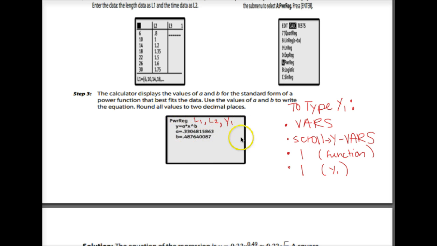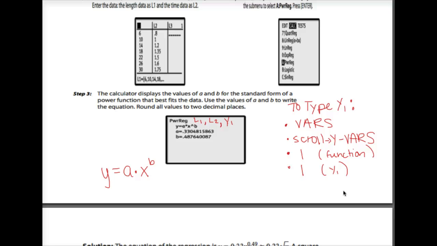So, now that the calculator is displaying our answer, it tells us the format of the answer as well as the values of A and B. So this is saying that the format of our equation is this, because that means exponent button. And it's telling us that A is about 0.33048, so on and so forth, and B is about 0.487, so on and so forth. So when it wants us to write the equation, it says to round to 2 decimal places.